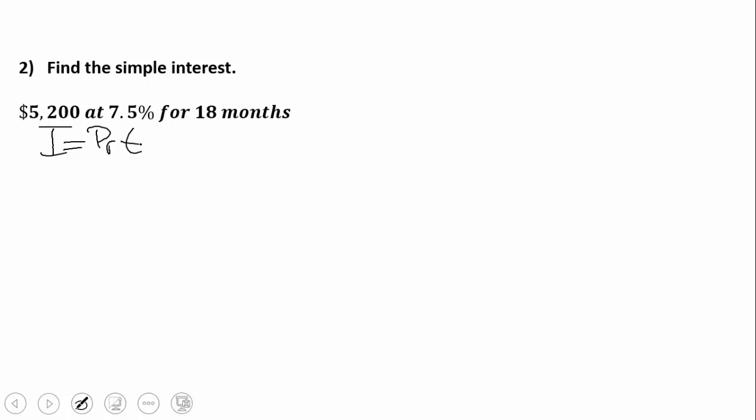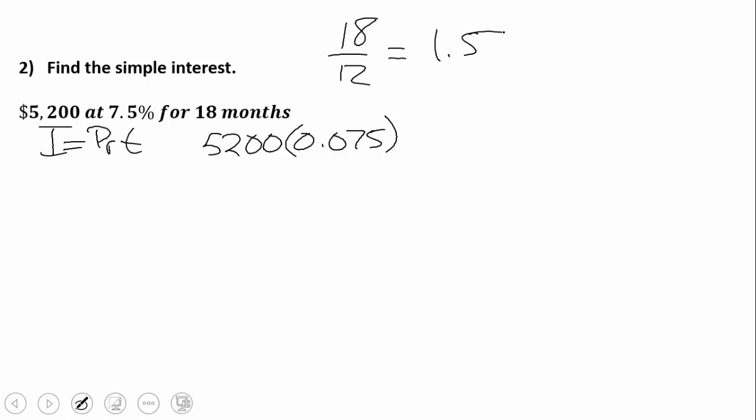And we say 5,200 times our interest rate, 0.075 times 18 months. Now that's not years. And you're saying to yourself, oh, what am I going to do? But you have to convert it. You can convert it by either dividing 18 by 12 and saying that's 1.5, and you can put 1.5 there. Or, just because I'm using a calculator, I just multiply it by that 18 over 12. That is the amount of years.